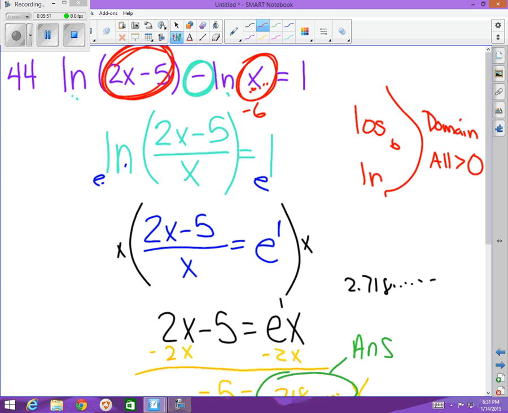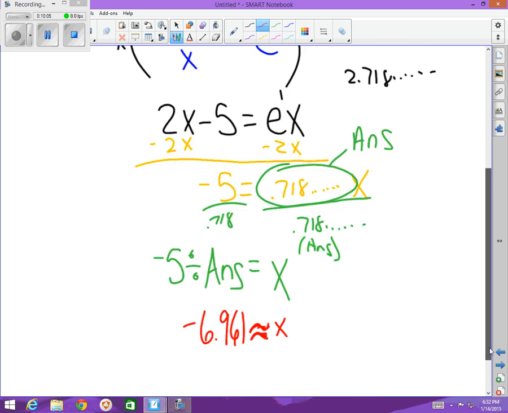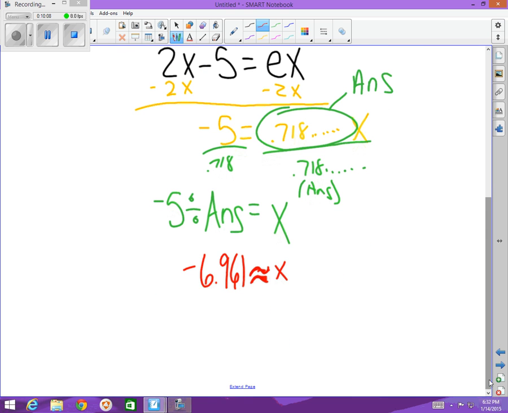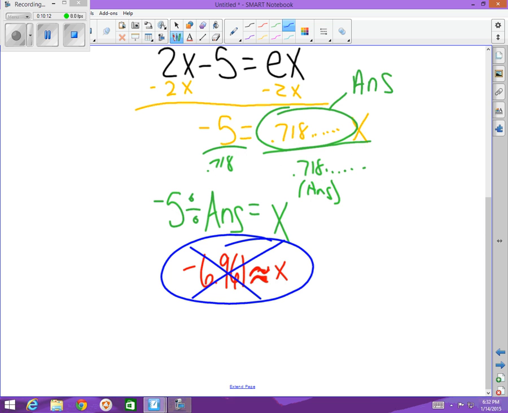You could try, put it in your calculator, and you're going to get an error message. Same thing here. If you put a negative 6 into this, 2 times a negative 6 is a negative 12, minus 5 is a negative 17, so you're still going to get no solution. So this solution doesn't work because of the domain of a logarithmic equation, so therefore there is no solution. And then you're done.